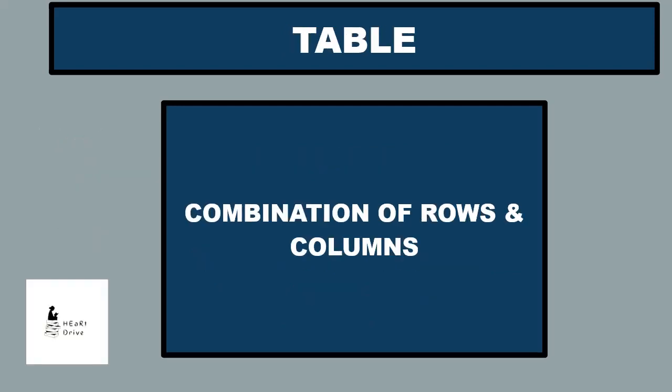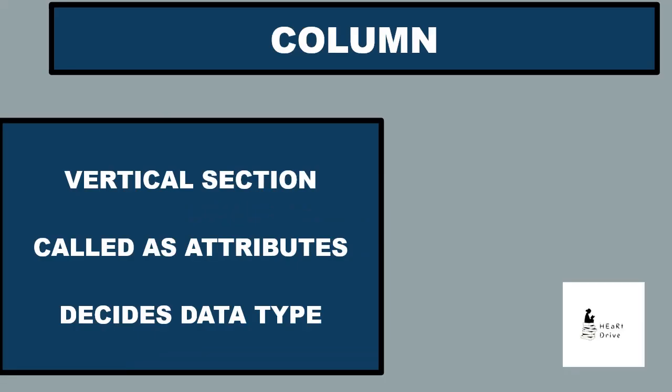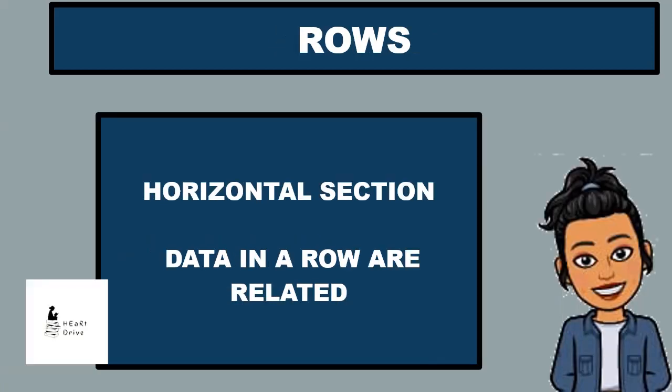Table. Table is a collection of rows and columns. Column. Vertical section of a table is called as column. A table column defines what kind of data is going to be saved in the column. For example, in name column only characters will be used, not numbers. Rows. Horizontal sections of a table are called as rows. All the data in a row are related.